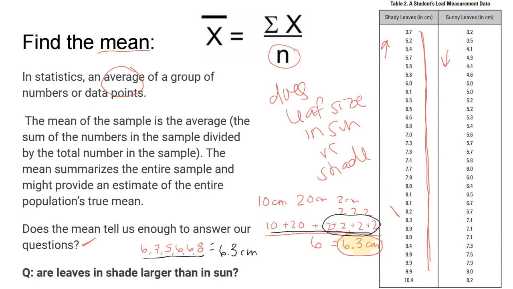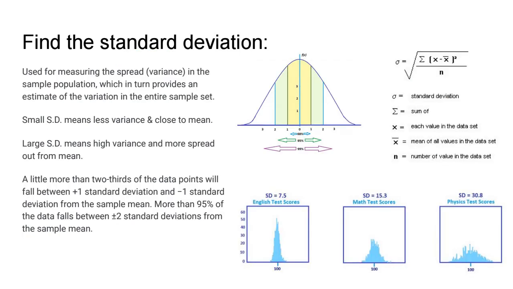So just by comparing the mean of the shady leaves versus the sunny leaves, it might not give you enough information. After you find the mean, you're going to want to find the standard deviation of the mean. The standard deviation is a measure of the spread in the sample population. It can tell you the variation of the entire sample set from the mean.